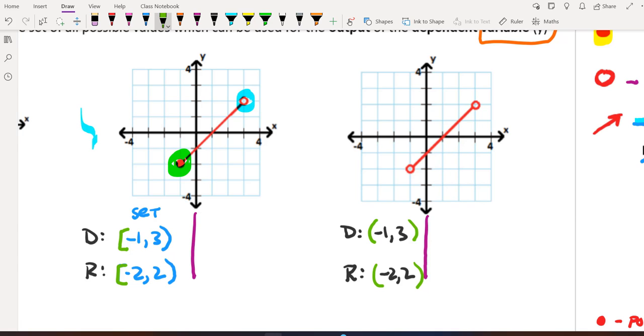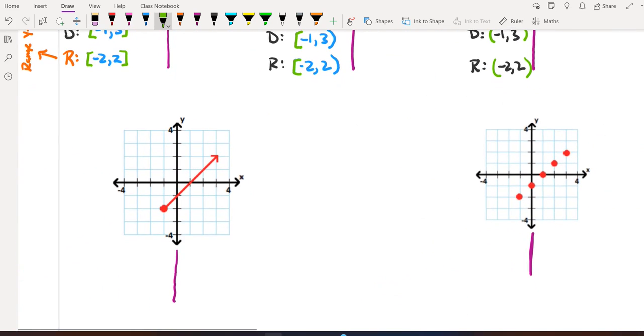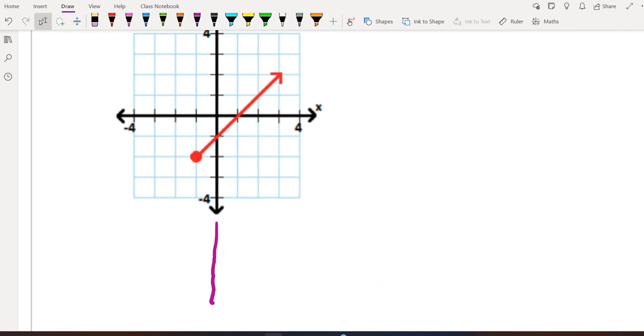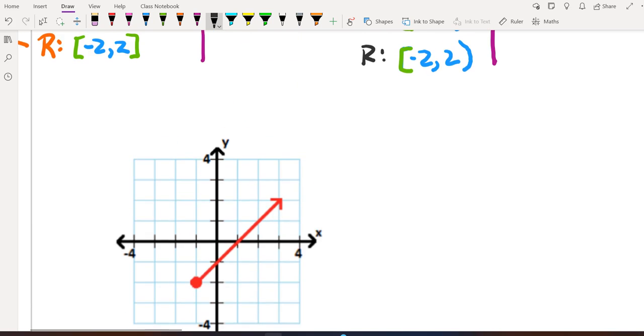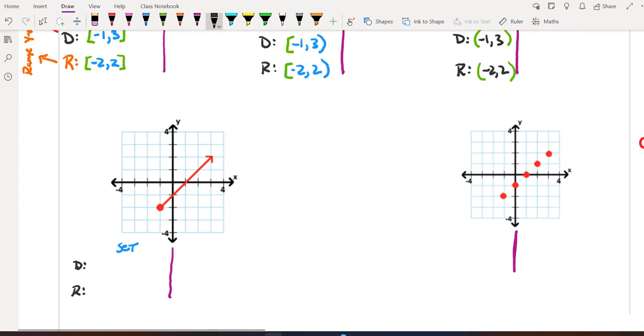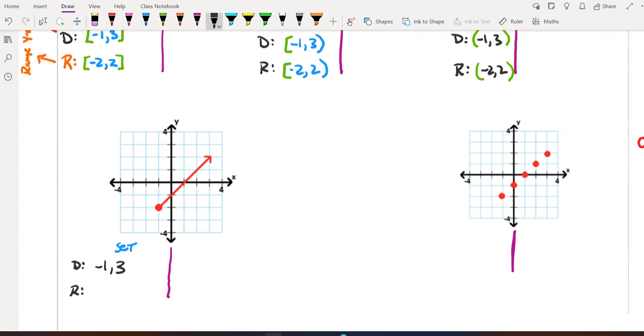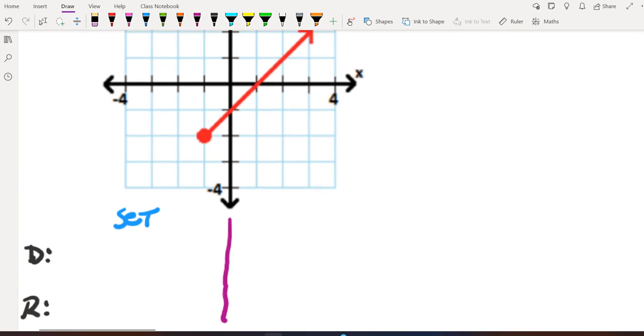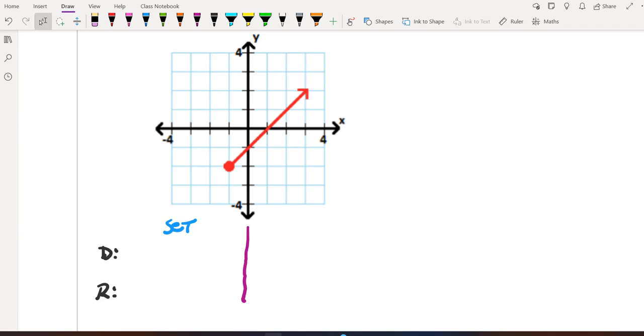Okay. Now we get to this one here. We're going to talk about set notation again. I'm going to write down domain, I'm going to write down range, and I'm going to write our values down. We are from -1 to 3, exact same line. Oops, no, it's not the exact same line. We have a different endpoint. What does the arrow mean again? It goes on forever.